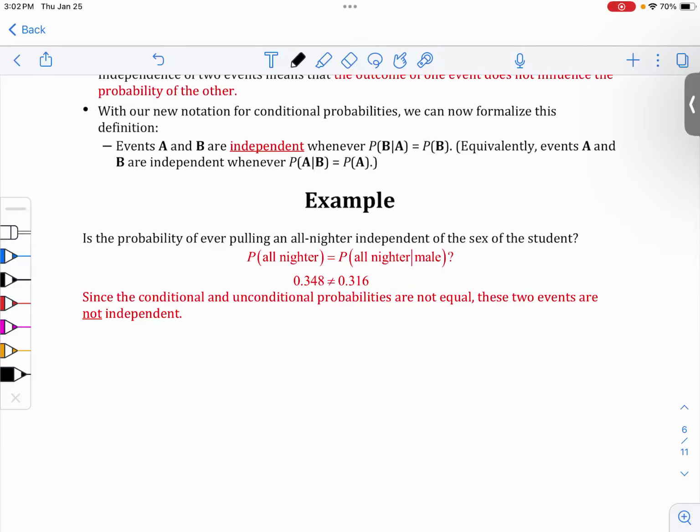I turned those fractions into probabilities. So, all right, the probability of all-nighter was 35-ish%. The probability of all-nighter given male was 32%. 35%, is that equal to 32%? No, not exactly. So this then also comes into another gray area. According to the official definition, these are not equal, hence these are not independent. We have something known as practical independence.